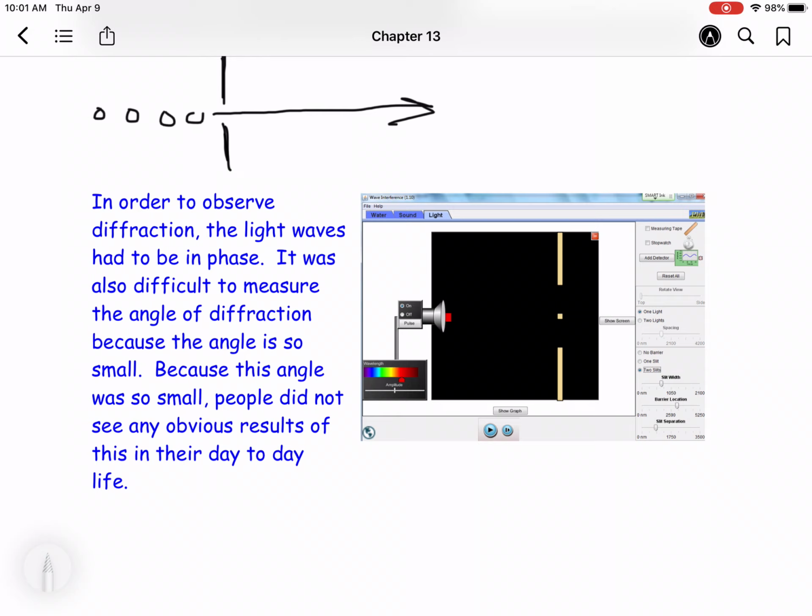We don't see that bright and dark diffraction in everyday light because the angles we get are tiny, and the difference between a bright and dark spot is on the order of micrometers. So we don't see that in everyday life. But if you set up an experiment, it's actually quite easy to see.